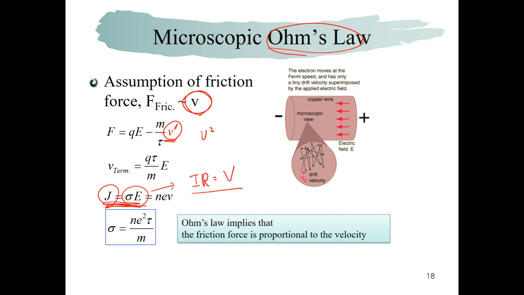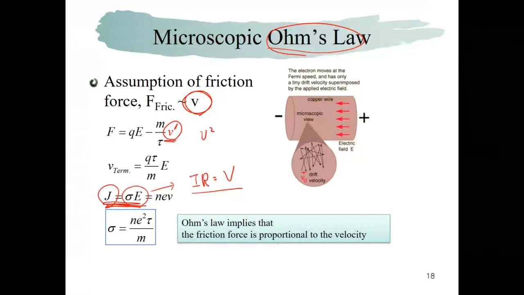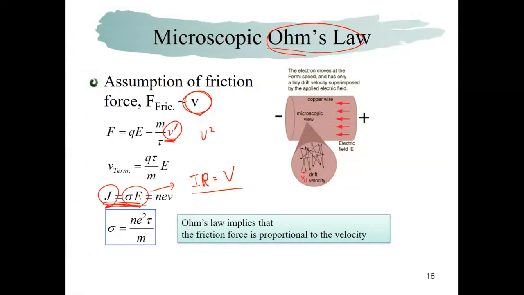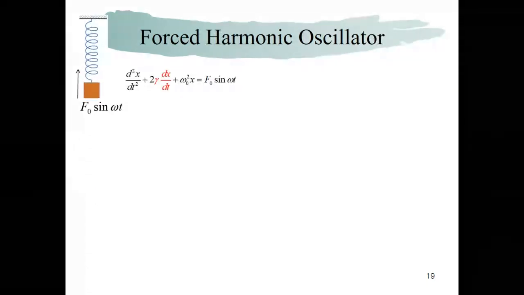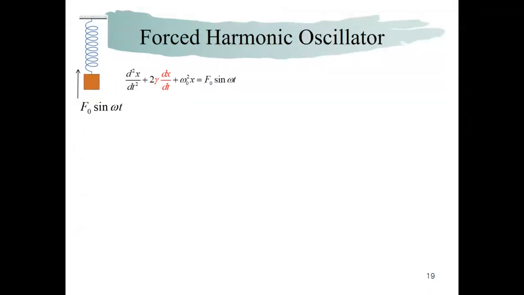Yeah, then why should they be linear? That's a very difficult question. If we solve the Boltzmann equation, which is a statistical problem of the electron, the particle motion, then you can obtain such a term. Anyway, let's think about the simple harmonic oscillator.